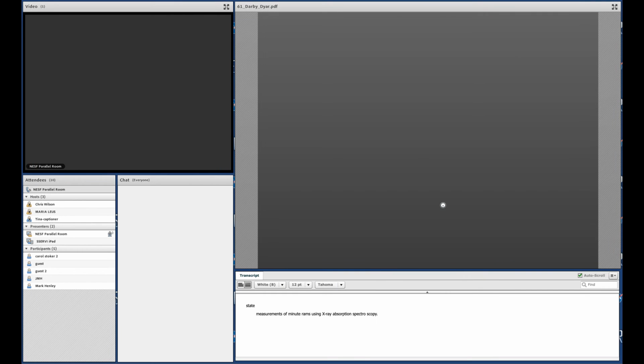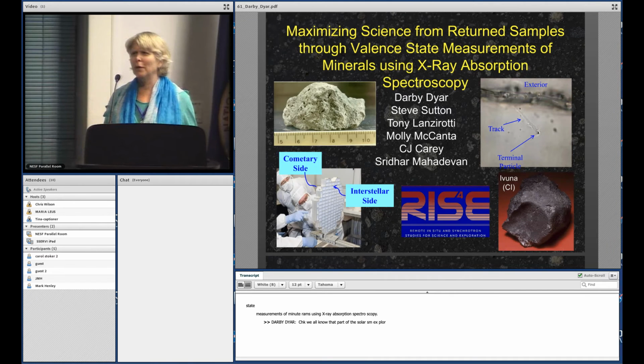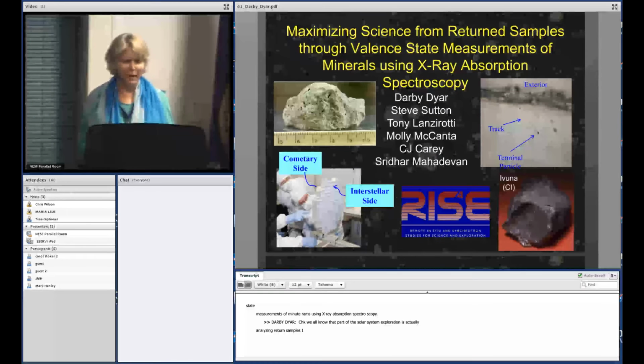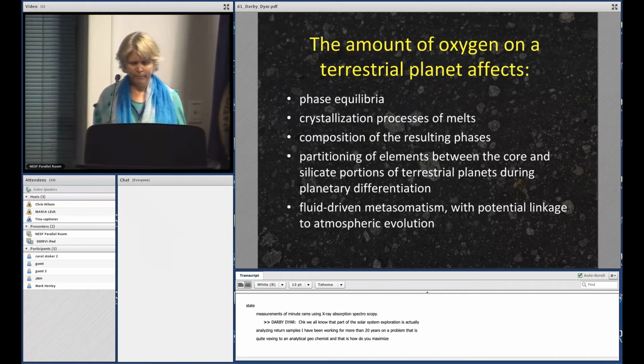Exploration is actually analyzing returned samples. And I have been working for, I'm embarrassed to admit, more than 20 years on a problem that is quite vexing to an analytical geochemist, and that is, how do you maximize science and understand valence state in samples that are really tiny? And so this group of people and many more have been working on this problem.